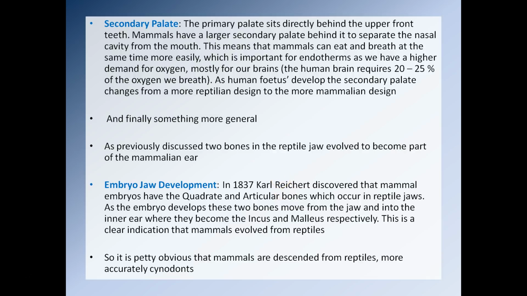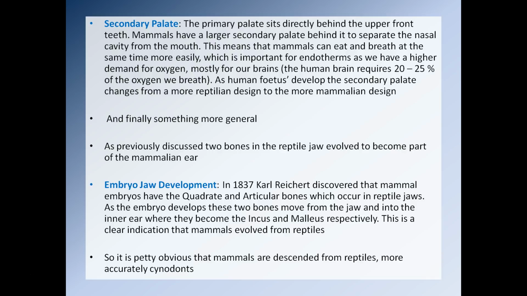So then we're coming on to the final 2 things that we notice. The next thing we notice is the palate. As we go from reptiles through the therapsids into the cynodonts and then into the mammals proper, we see changes in the palate. So what's the palate? The palate is the roof of your mouth. The primary palate sits directly behind the upper front teeth in your mouth. Behind that, you have what's referred to as the secondary palate. Now, the secondary palate is important because it separates your nasal cavity from your mouth.